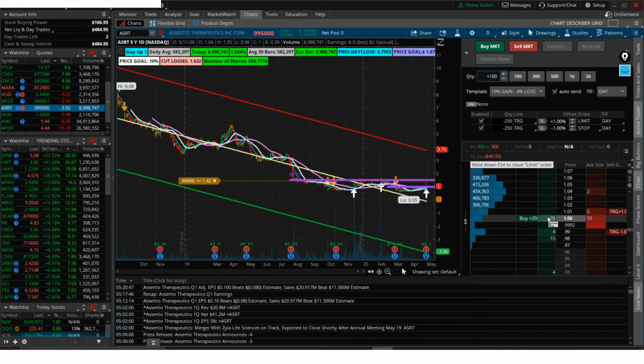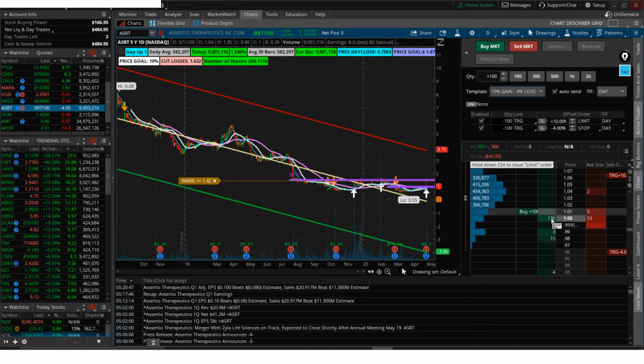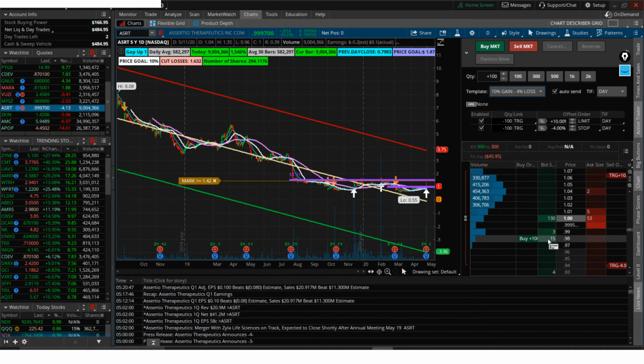There you go. So here we go. As you can see, these trigger brackets. So for example, this one. You can see, let's say if I want to buy at 98 cents, it's telling me that it's going to sell at $1.07 for me to make my profit, and if it doesn't go past 98 cents, then it's going to cut my losses somewhere around 94 cents. So as you can see, that's how those trigger brackets work. Again, pretty plain and simple.